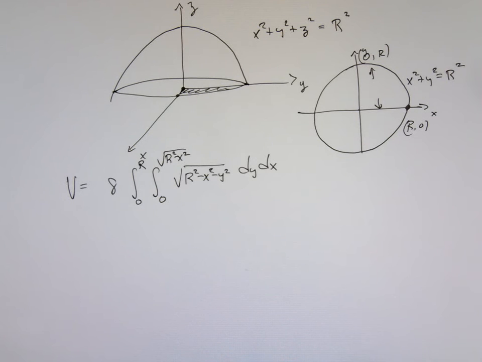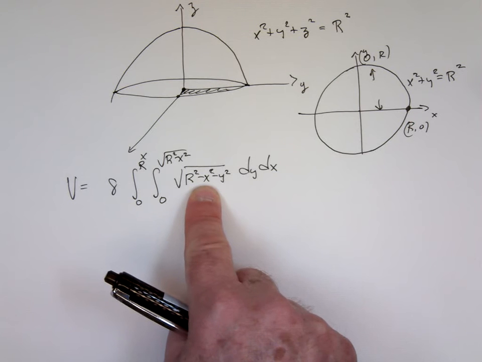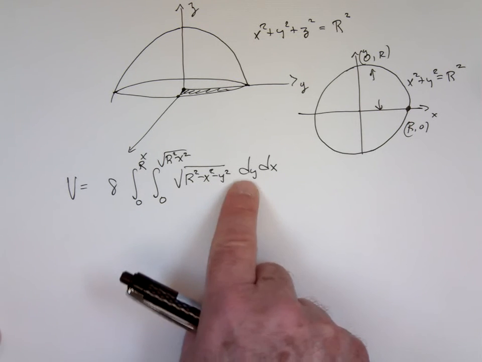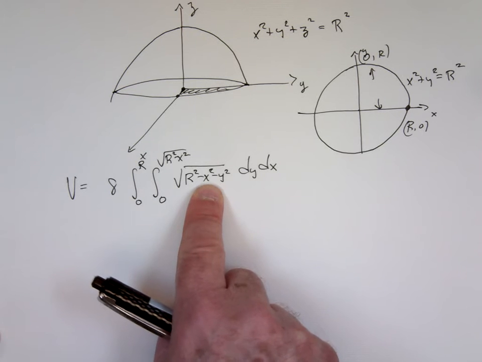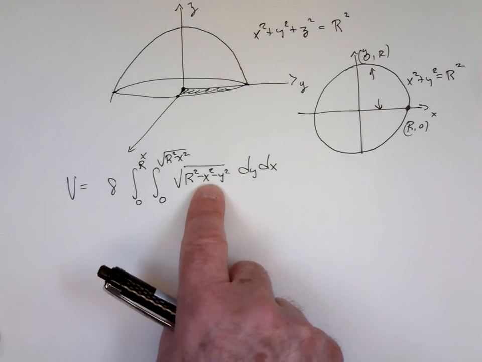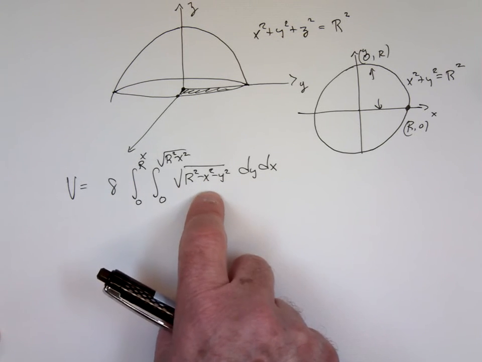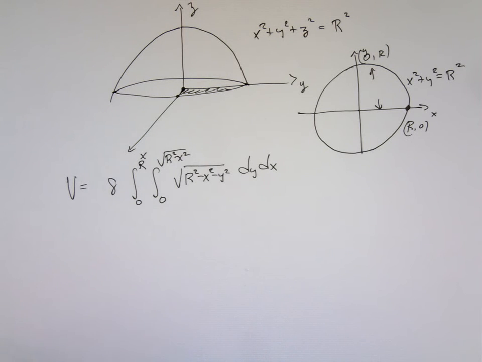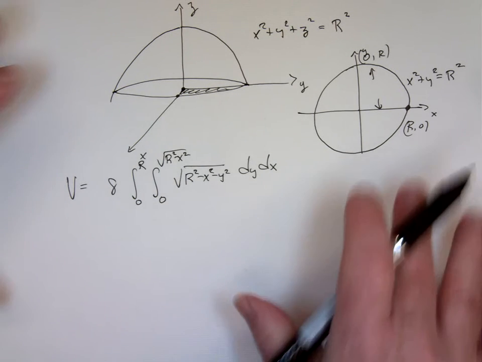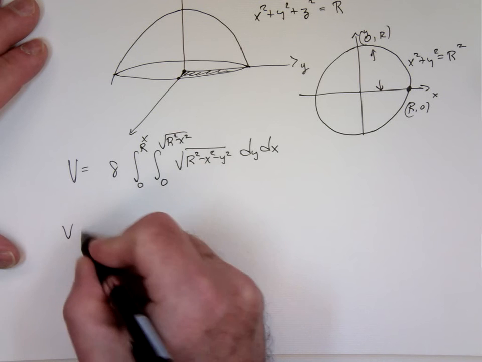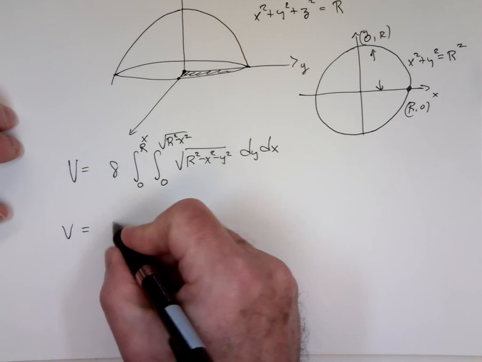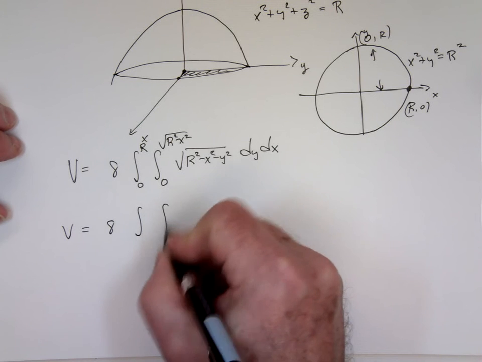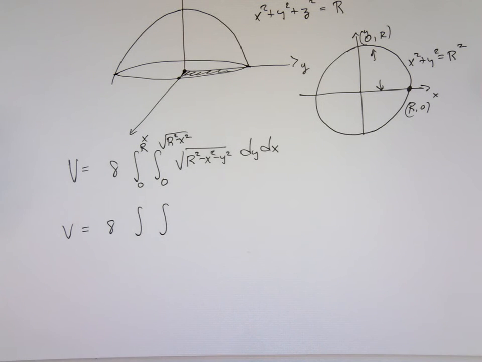Problem is, this integral is very nasty. This integral right here, the square root of r squared minus x squared minus y squared dy, is nasty. It's a trig substitution, and you don't even want to do that. I definitely don't. Instead, we're going to change it to cylindrical coordinates.